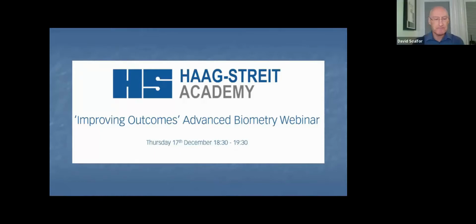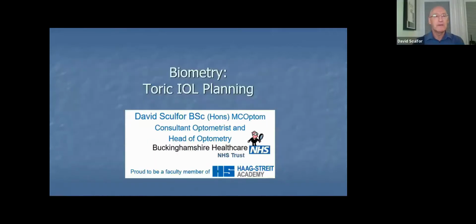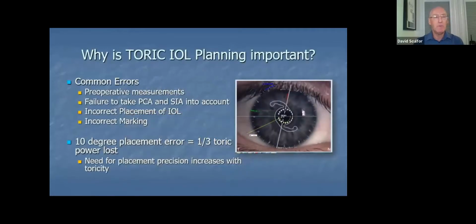Thank you, Grant. So tonight, as Grant said, I'm going to start with toric IOL planning. So why is toric IOL planning important? Well, there are unfortunately an awful lot of pitfalls in using toric lenses. We started using them in our NHS patients. We now do about 10% with a cut-off of an expected post-op astigmatism of 2 diopters. So anything above that is eligible for a toric implant.